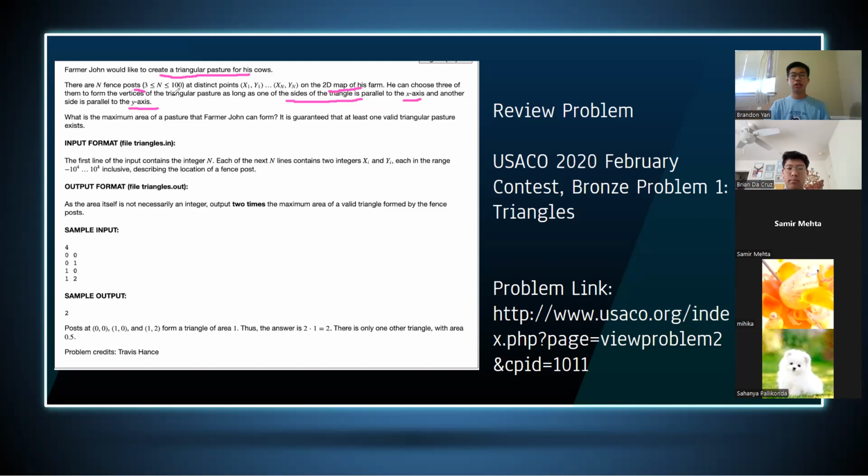Continuing on from last week, we did a lot of simulation. So here, this is essentially the same thing. If we want to find the maximum, a very brute force and simple way to do this is just to test every single possible combination of three posts. And then once we test every single combination, we just compare them to each other. And the combination that gives the largest area is our answer.